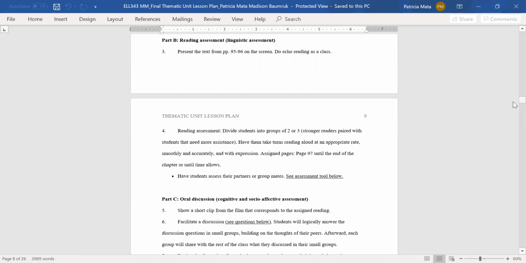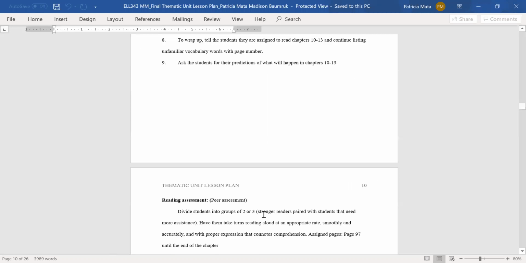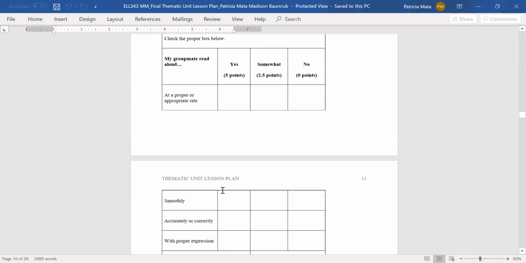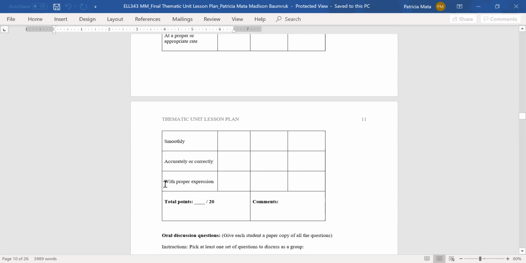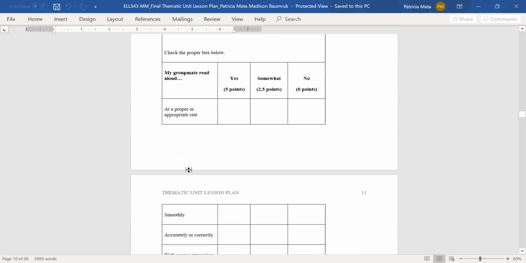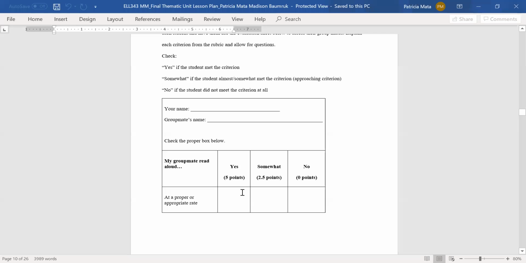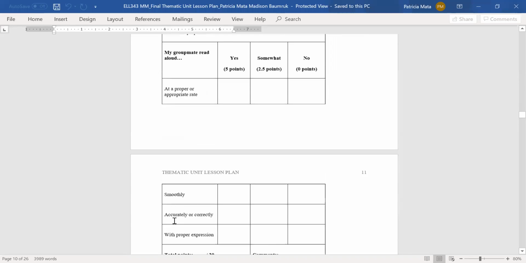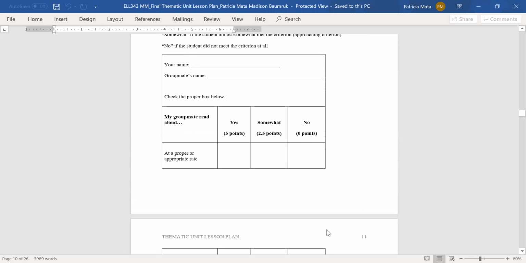And then they will be assessing their peers on this rubric. This is the rubric, and then you would want to explain to them each criterion so that they know how to properly evaluate their peers. So the student would be checking yes if their peer met the criterion, somewhat if their peer almost or somewhat met the criterion, and no if they did not meet the criterion at all. But it's important that you explain each of these to them so that they can properly evaluate their peers.